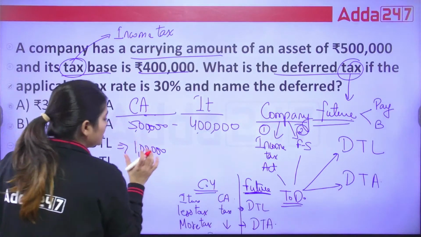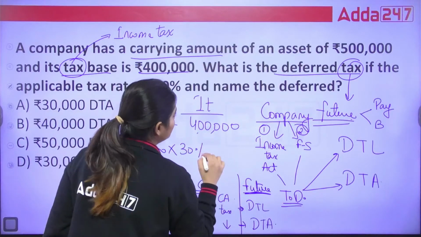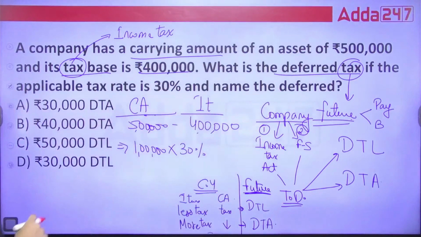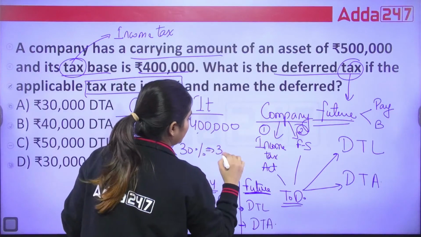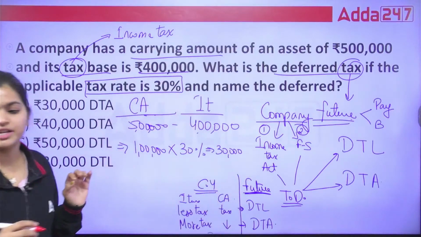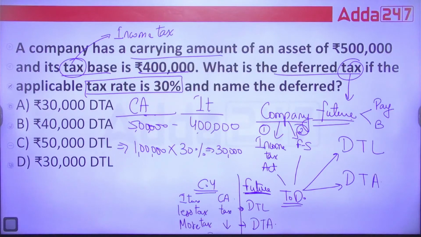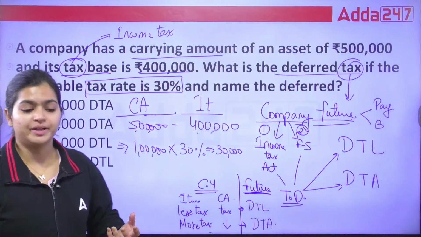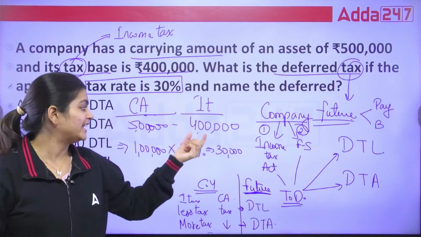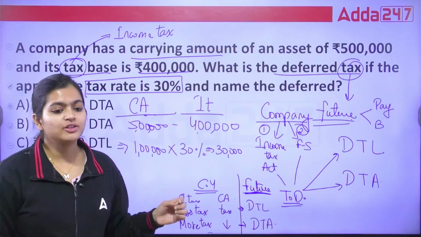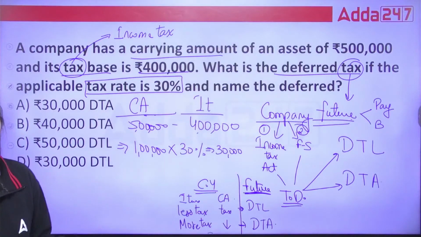So on this 1 lakh, how much tax are you going to pay? The rate is also given, that is, tax rate 30%. So what is the amount? This is 30,000. Now tell me, this 30,000 is what? Are you enjoying today, or are you paying more tax today? As per this income tax, as you can see, we are only getting 4 lakh. Because of this, are we going to pay more tax or less tax?